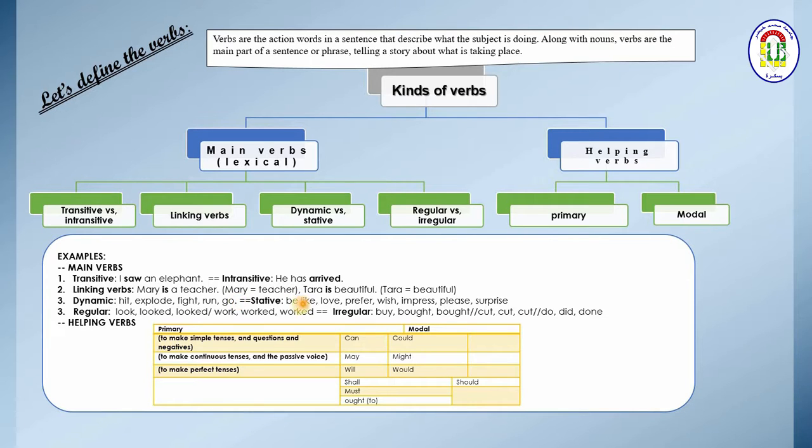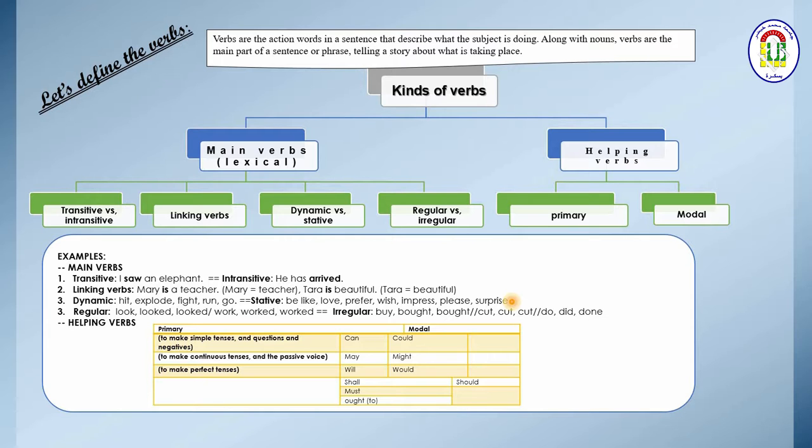While when I say stative, like be, like, love, prefer, wish, impress, please, surprise, these are verbs that normally express emotion, feelings. So they are not like the previous one, dynamic. They are just expressing certain feelings, certain emotion. They describe our own feelings.